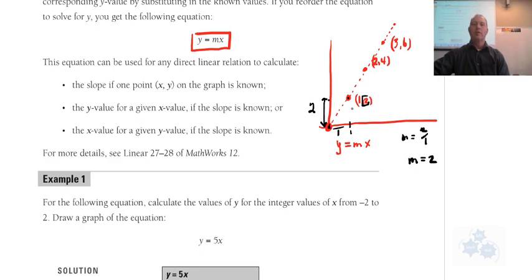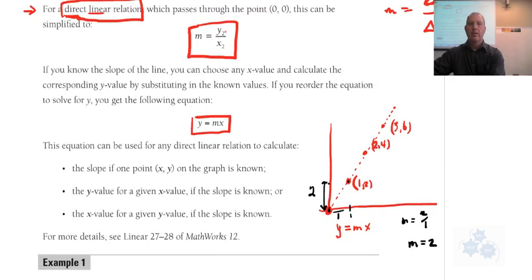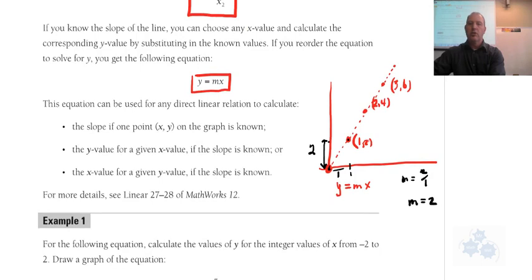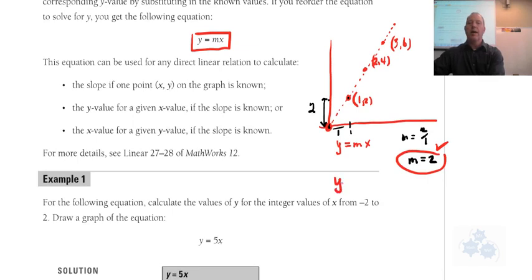Now look at this. Because it goes through 0, 0, do you see the ratio of this first point? It's y over x. 2 divided by 1 is the slope. Look at this one. Y over x. That's 4 divided by 2, which is 2. That's the slope. 6 divided by 3. That's 2. That's the slope. So this is working out. So the equation of the line would be y equals 2x. That's the equation of this line.